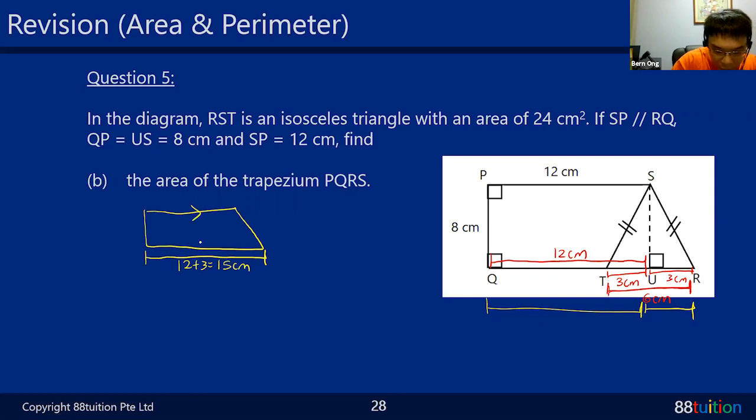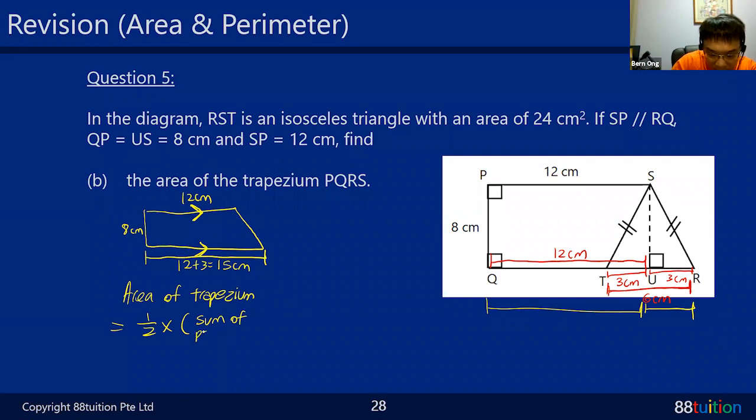And this is a trapezium. On top is 12 cm. This is the parallel line. And down here, 8 cm will be your height. Can you see? So what's the area of trapezium? If you can remember the formula, it's very easy. Area of trapezium is equal to half times sum of parallel lines times the perpendicular height.